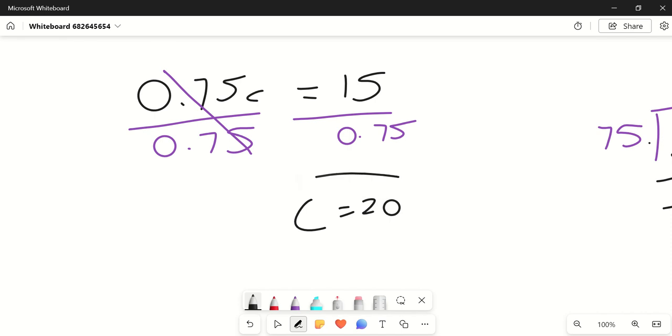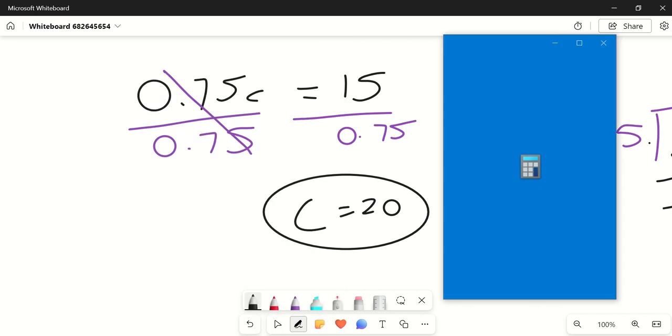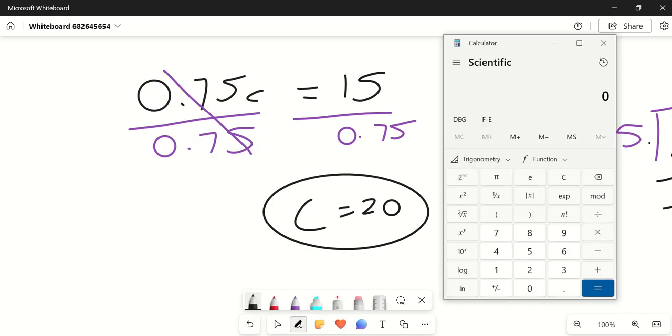And let's check our work and see if this is right. Calculator. Remember, calculators are not for solving the problems, they're for checking the work. 0.75 times 20 should equal 15. And it does.